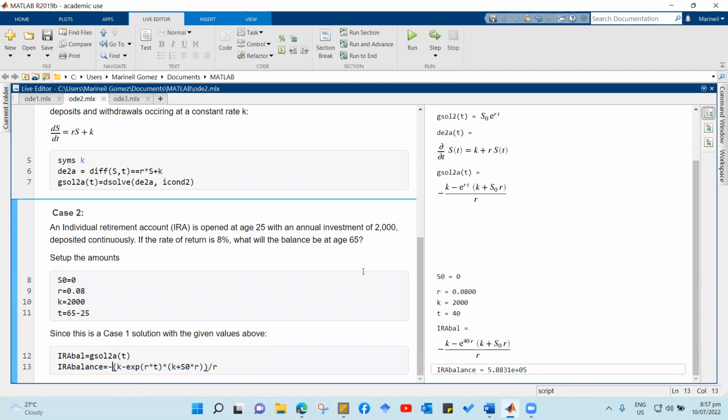So I copied this equation again and got this balance of 588,000. So 5.88 E plus 0.5. E plus 0.5 means times 10 to the fifth power. So we have around 588,000 amount in the bank after 65. So anyway, that's the value here.